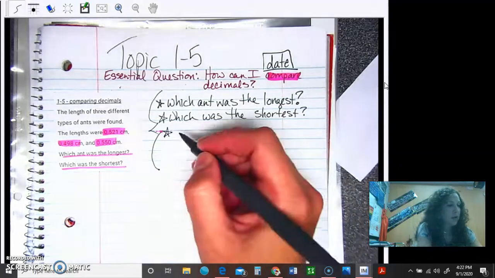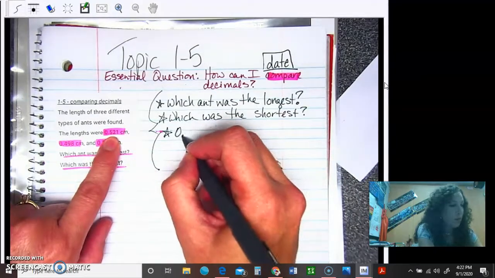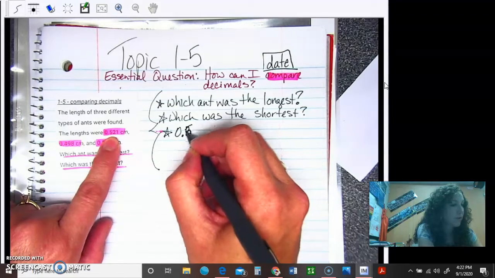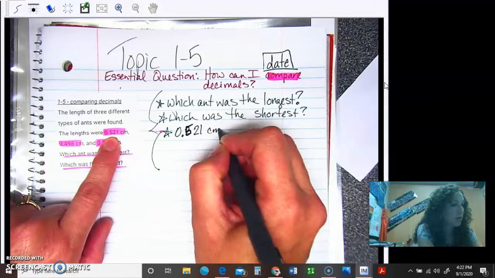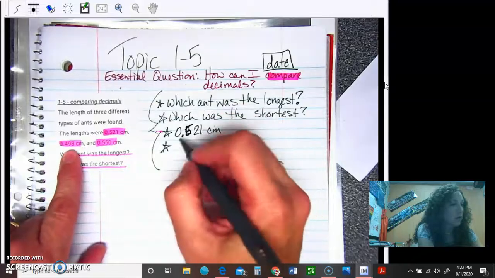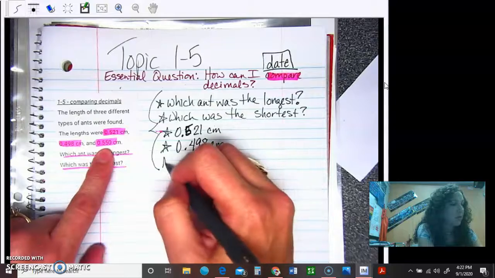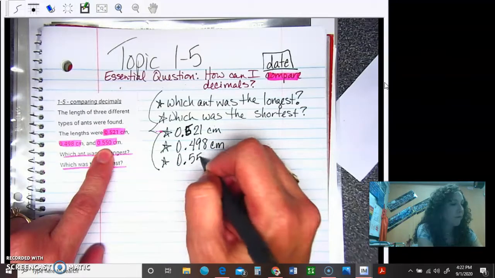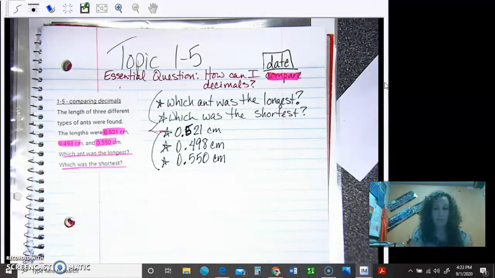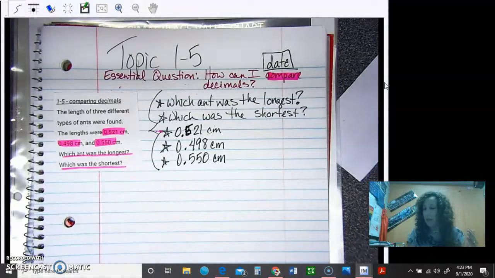Our first length is 0.521 centimeters. Our next one is 0.498 centimeters, and our next one is 0.550 centimeters. Then I'm going to create a sentence frame so that I remember exactly what I'm trying to figure out, that final question, because a lot of times we do lots of math steps, and then we give the wrong answer because we forgot what the question was.